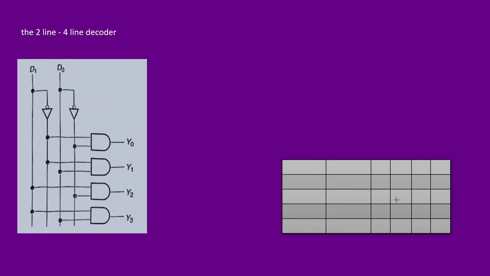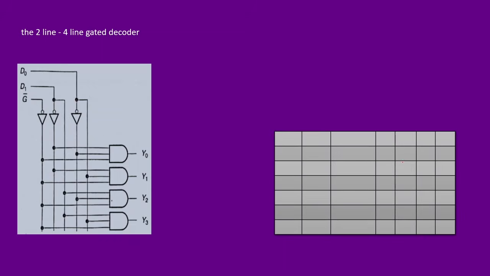So this is a 2-line to 4-line decoder. And next up, we're going to look at the 2-line to 4-line gated decoder. Okay, this is very similar to the circuit we just handled before, right? But looking at it now, we can see that we've introduced a G. This is a gate. This is our gate signal. If you recall when we introduced in the former videos why we need an enable when handling flip-flops, all right?